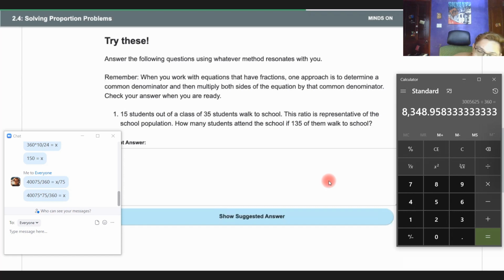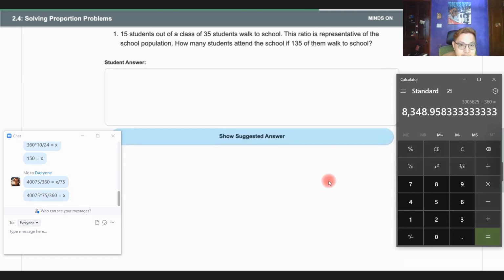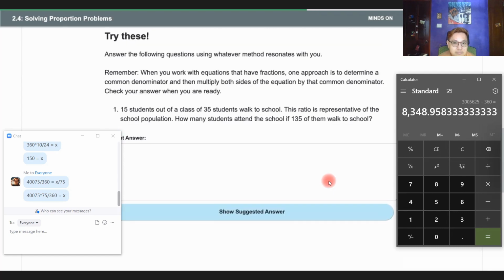Okay, let's try one more and then we end the lesson here. We can do that. 15 students out of a class of 35 students walk to school. The ratio is representative of the school population. How many students attend the school if 135 of them walk to school?